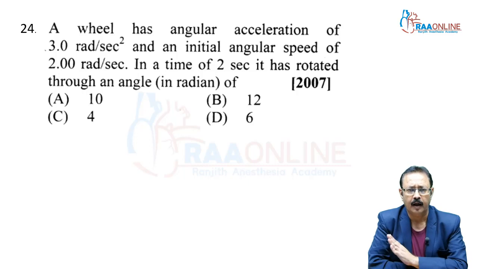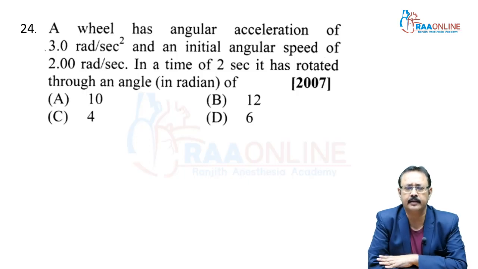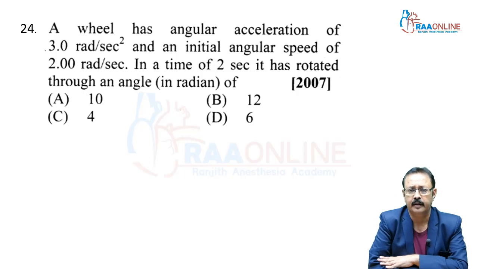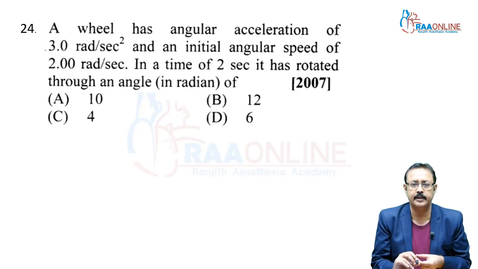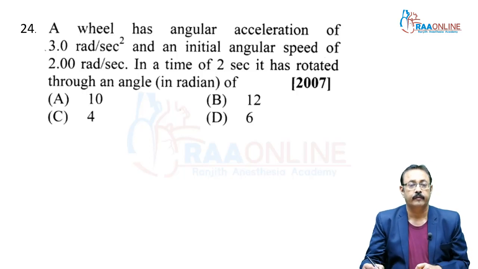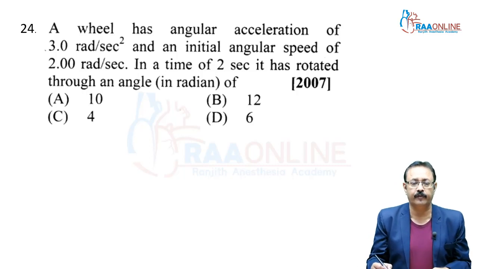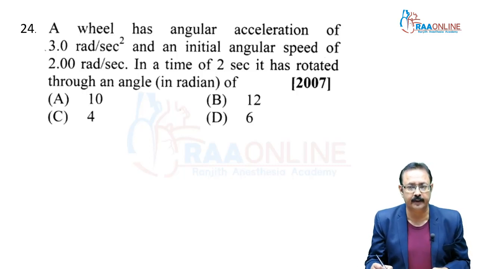From 2007 AIPMT. A wheel has angular acceleration of 3 radian per second square and an initial angular speed of 2 radian per second. In a time of 2 seconds, it is rotated through an angle of. First, it is a problem related to the equations of motion of rotational motion. We have 3 equations.